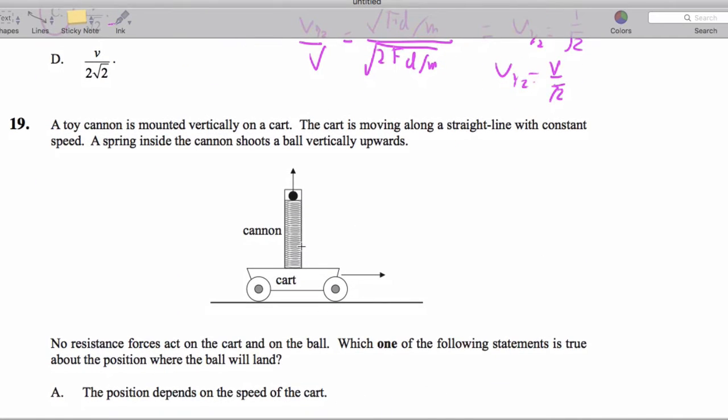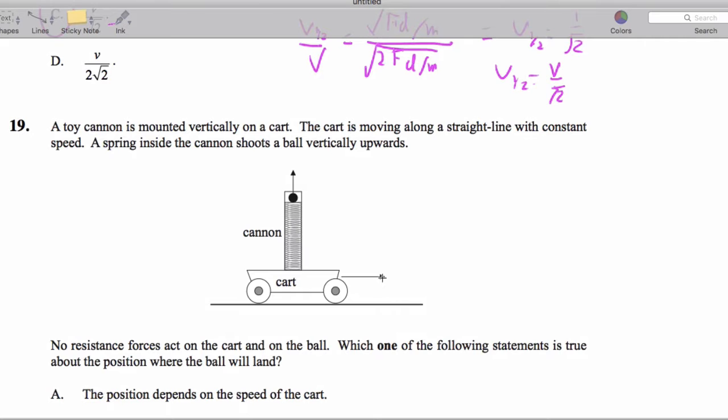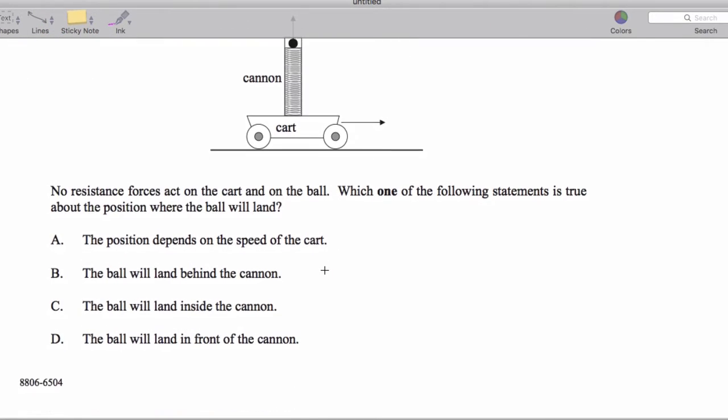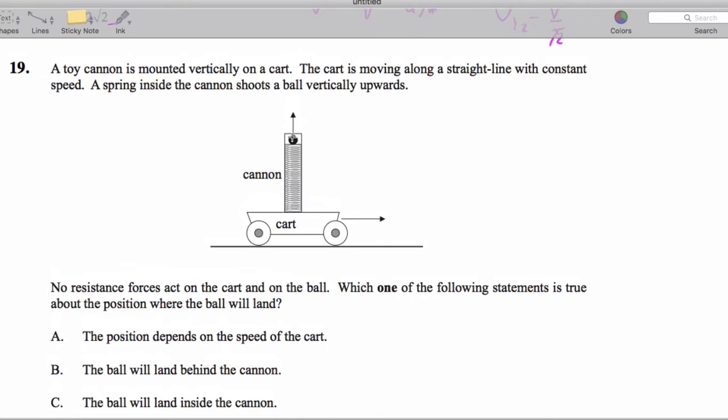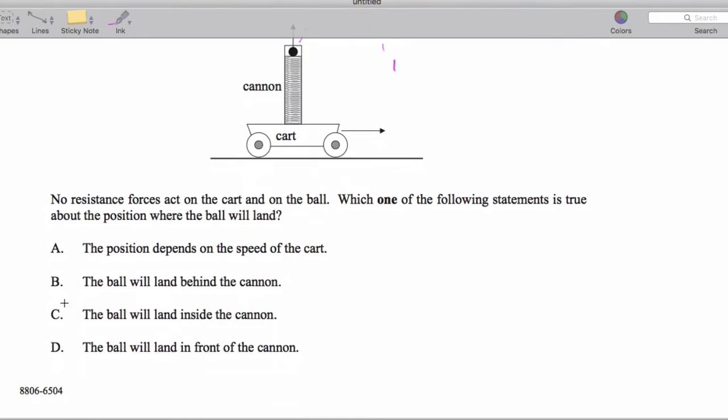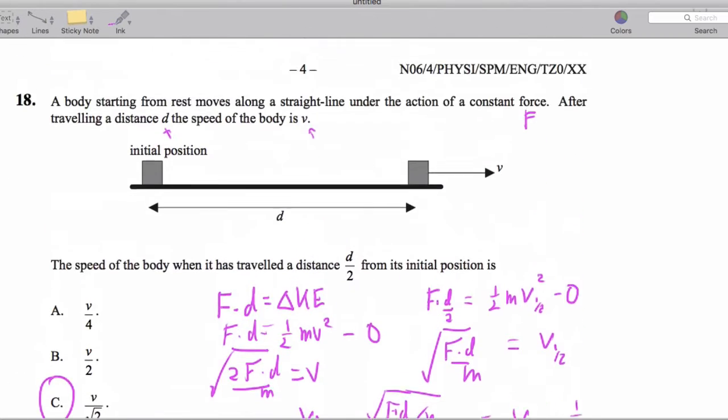All right, number 19. We get this cart moving this way. We shoot a cannonball up. Which one of the statements is true? It actually turns out because we have the cannonball moving to the right along with the cart, it's going to actually have this nice parabolic path, and it will land inside the cannon.